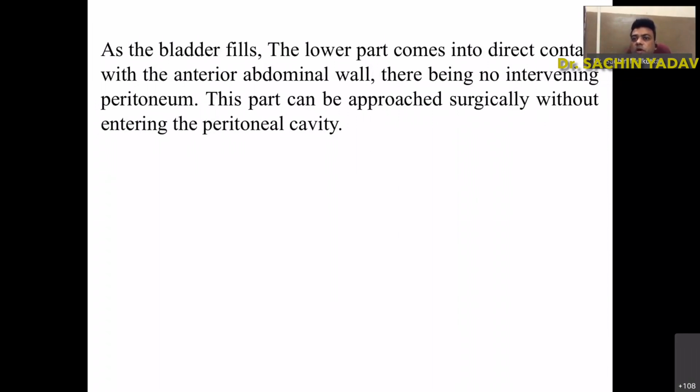Means whenever there is a requirement to enter into the bladder cavity, without going through the urethra, the prostatic urethra in male, we can directly approach the full bladder per abdomen. So we have to just make a hole into the lower part of the anterior abdominal wall, like during the insertion of the suprapubic catheter.